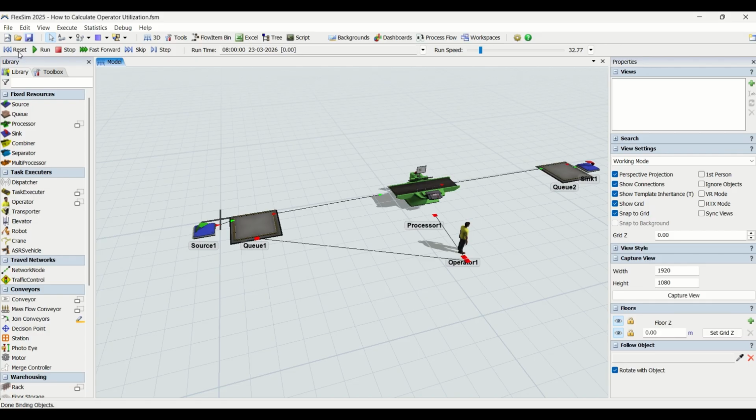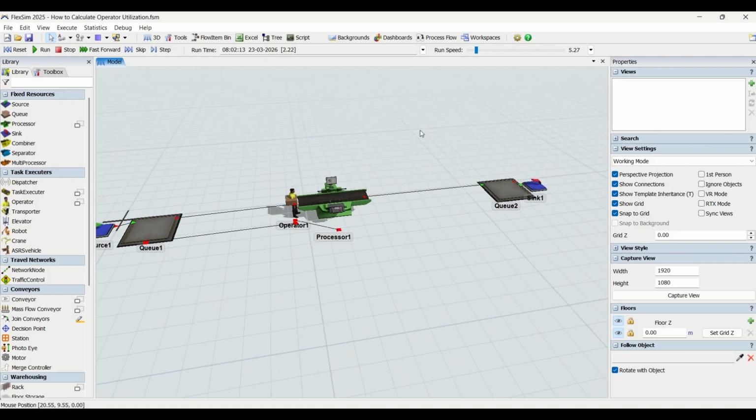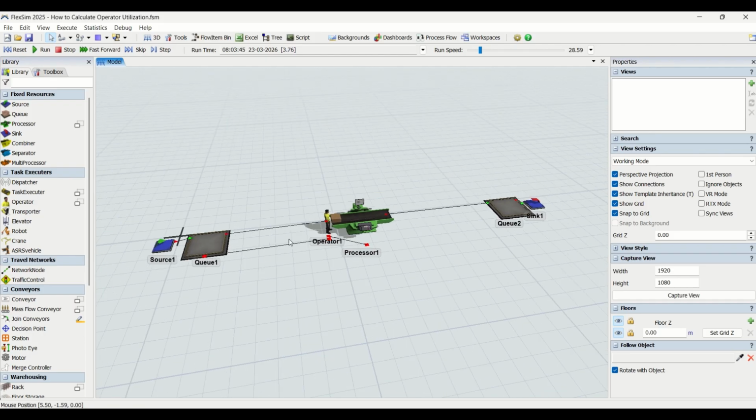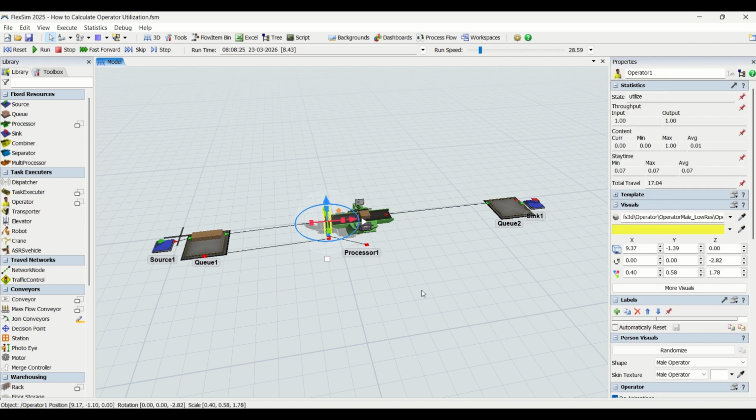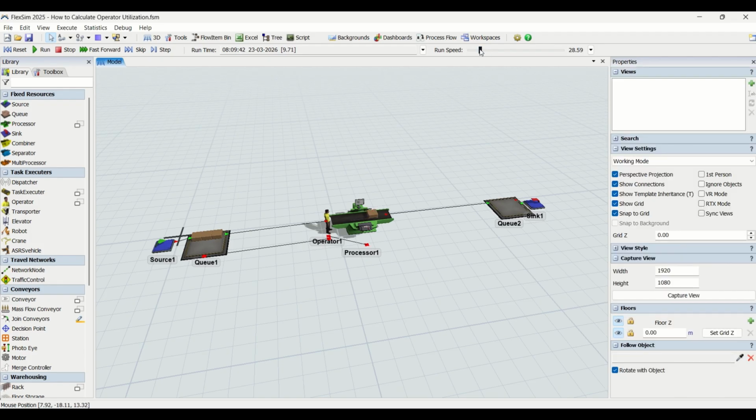When you look into that, the most important parameter is the utilization. In order to get the utilization, we will be looking at how to find out operator utilization. We have created a small simulation model in which the person is transferring the box from this Q1 to processor 1, and then it will transfer to the Q2. Meanwhile, he is also working on the station. If I click on it, it is utilized because it is processing a part on the station.